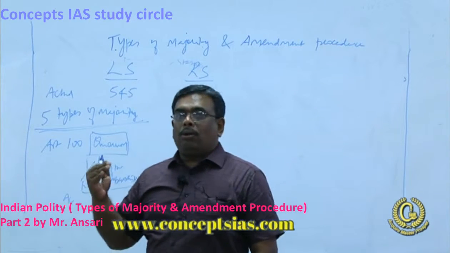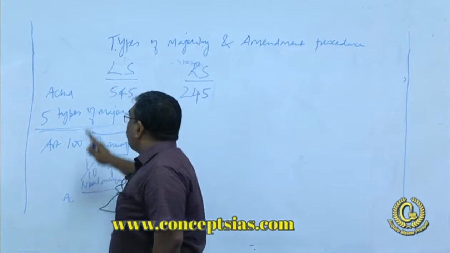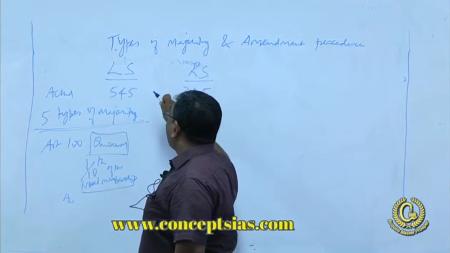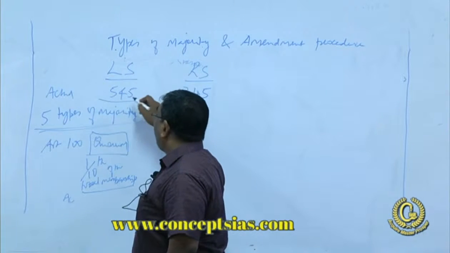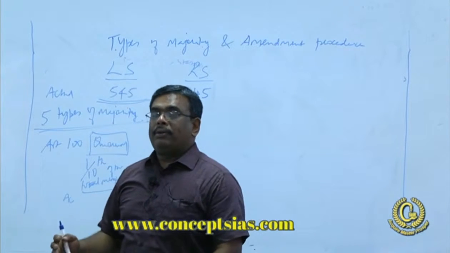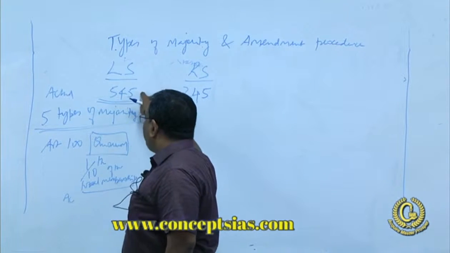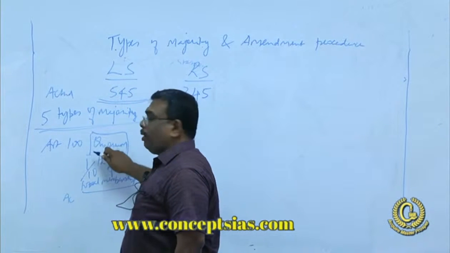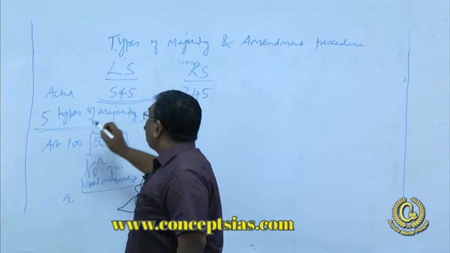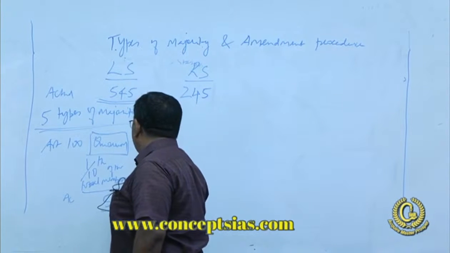Therefore, for Lok Sabha to calculate quorum, we should not take the sanction strength of 552, but we should take the actual strength of 545. So 545 is the actual strength, and that figure must be taken for calculating the quorum. So what is 1/10 of 545? It comes to 54.5. The rounded figure is 55.